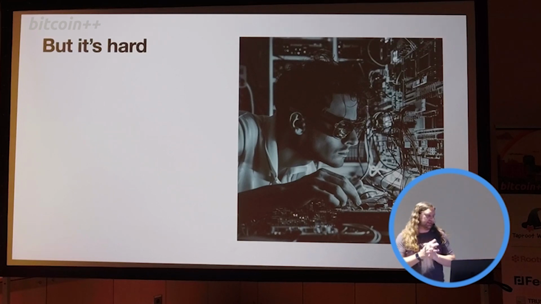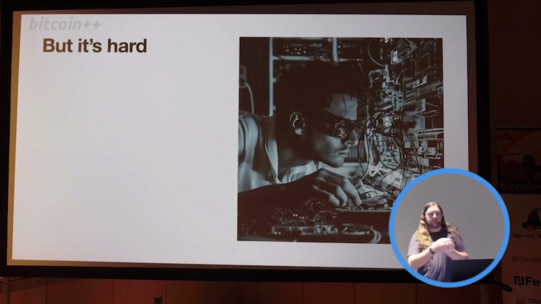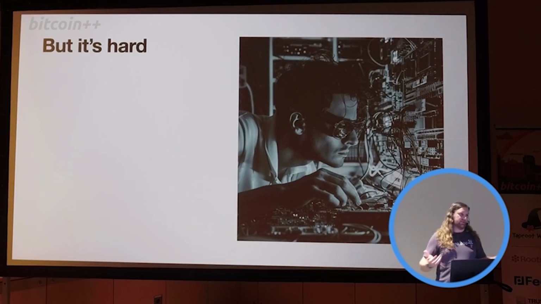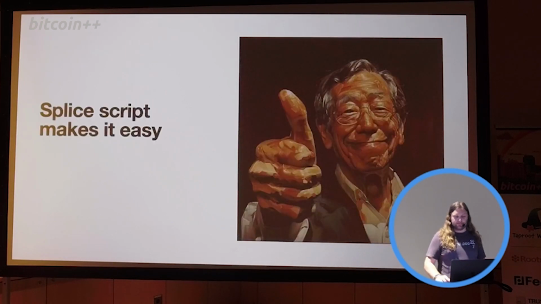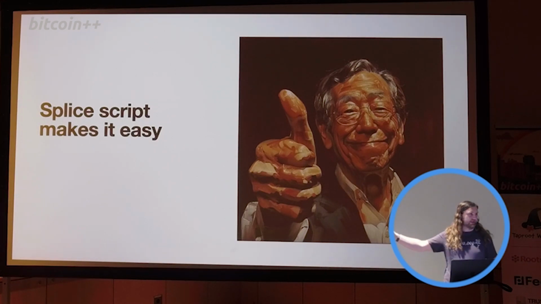With splicing, splicing works now. All the base layer stuff is there, but trying to coordinate a splice, say, with someone else's splice and maybe with a channel open or some other on-chain activity, gets really unwieldy fast. So you can do it, but you have to really want to. And with SpliceScript, doing all of that becomes super easy. That's the promise. And you can see Satoshi signed off on it. So that's good.